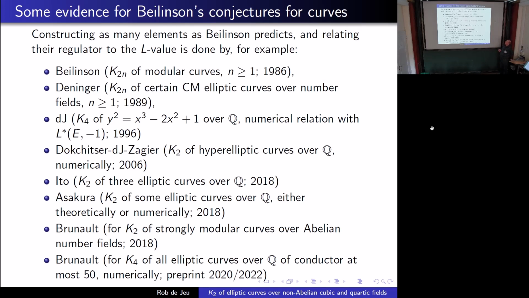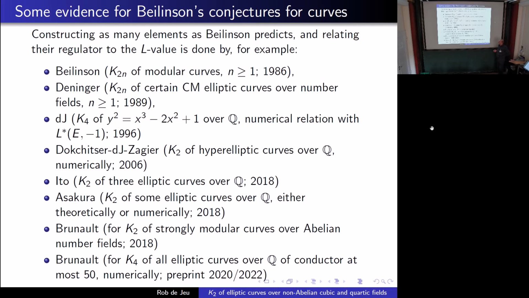Deninger did something like this for certain CM elliptic curves over number fields, but not only for K2, also for K4, etc. Then I gave an example in a paper in '96 for K4, which is much harder to get your hands on. It relates very much to what Karin was talking about yesterday. And then a numerical relation with the corresponding L value at 1. I'll get back to the star later.